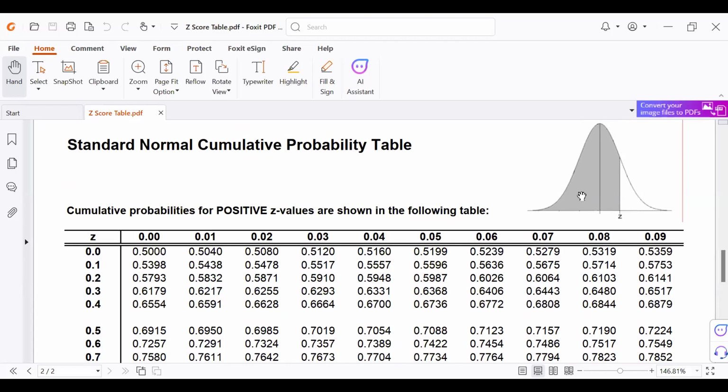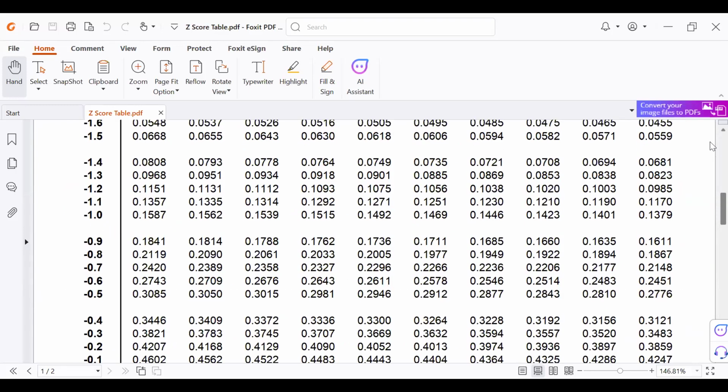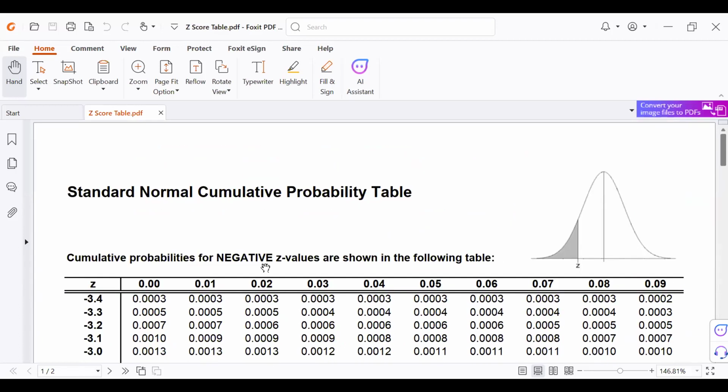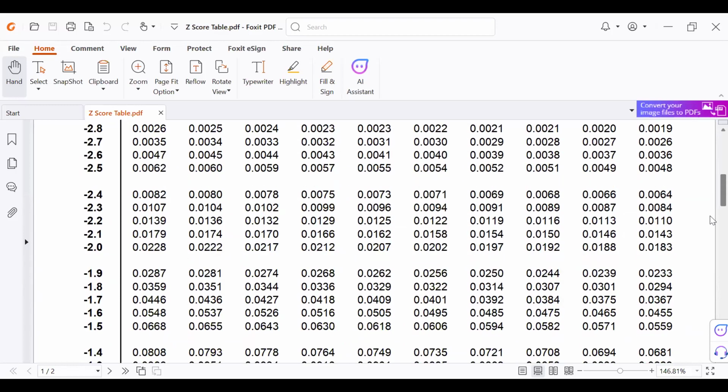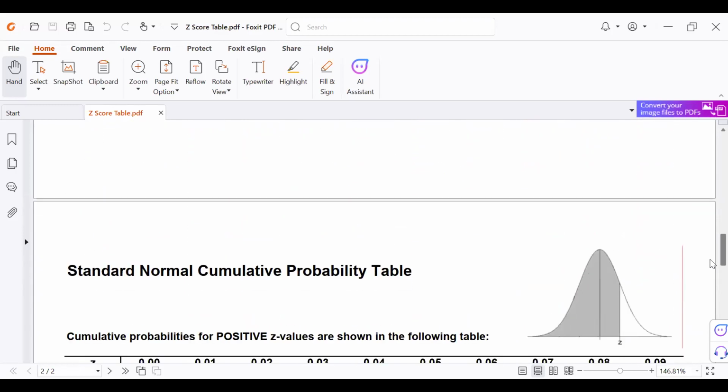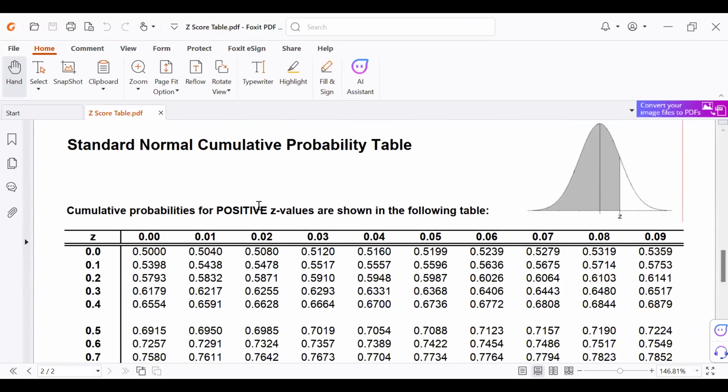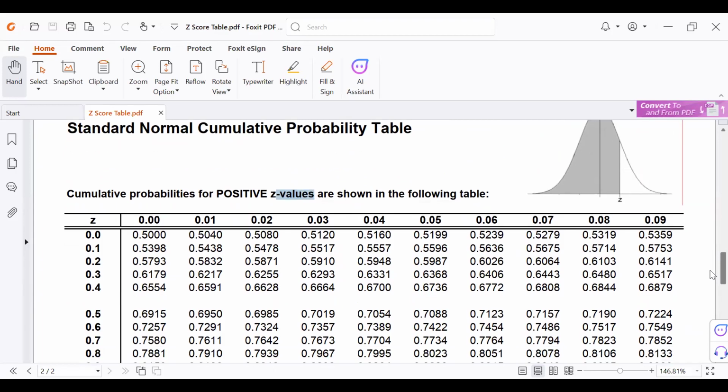So here we have two tables. We have cumulative probability for positive z values, and then we have that for negative z values. Now, our score gave us 1, which is positive, so we use the table for positive values. So we want a score of 1.